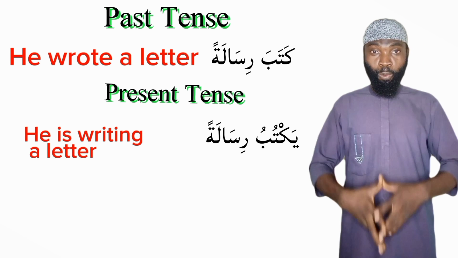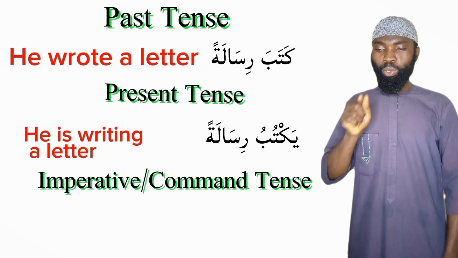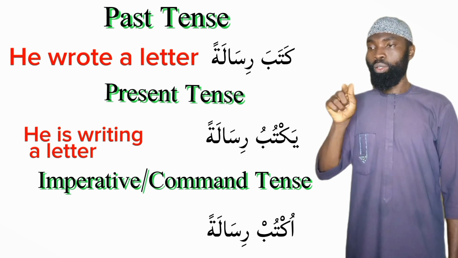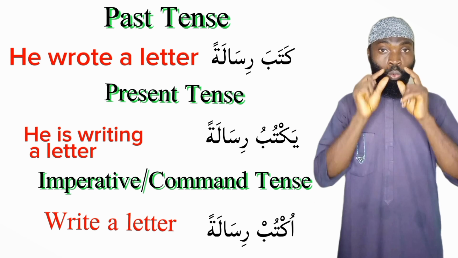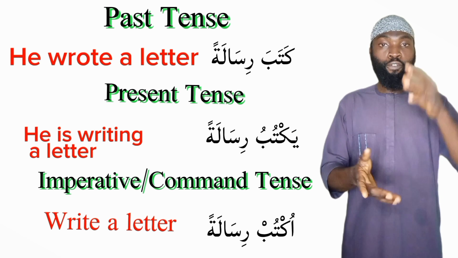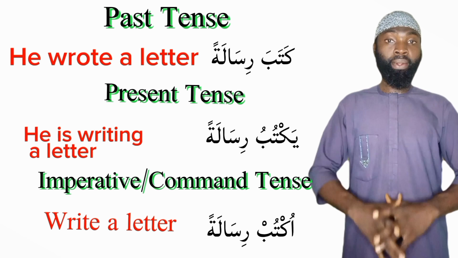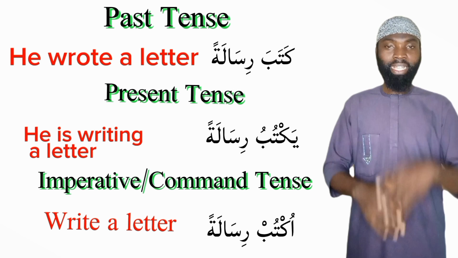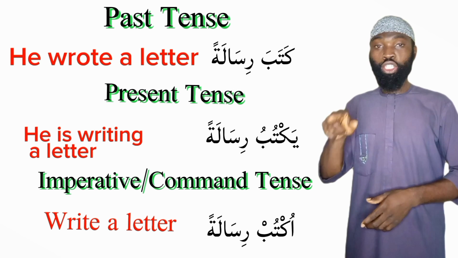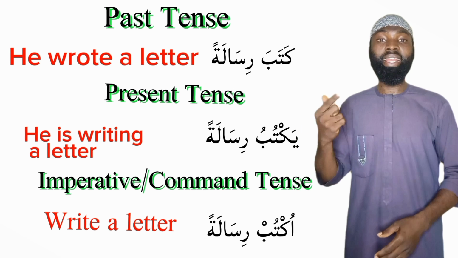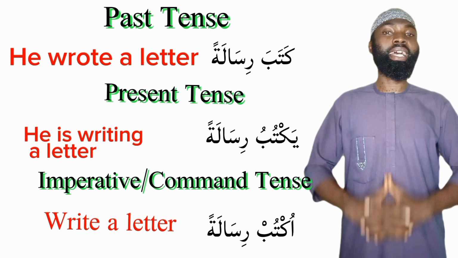What if you want to command someone to write a letter? You want to command your son to write a letter. You simply say uktub risalatan. Write a letter. We can see how the word kataba has changed from being a past tense to a present tense, and finally to its imperative or command form. Again, kataba risalatan, he wrote a letter. Yaktubu risalatan, he is writing a letter. Then uktub risalatan, write a letter.